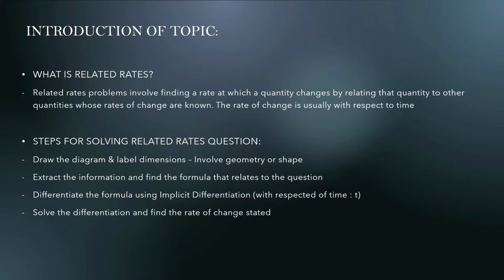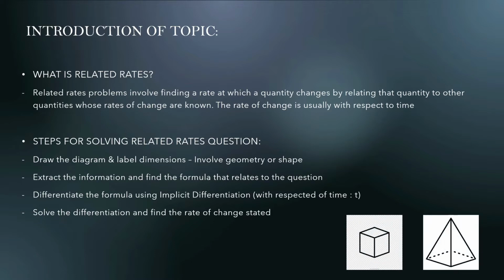Number 1. Draw the diagram and label dimensions. All the questions regarding related rates involve geometry or shape. Number 2. Extract the information and find the formula that relates to the questions. When we read the whole question, it will provide important information. So, what we need to do is extract the information from the question and make sure what formula we should use that relates to the question.